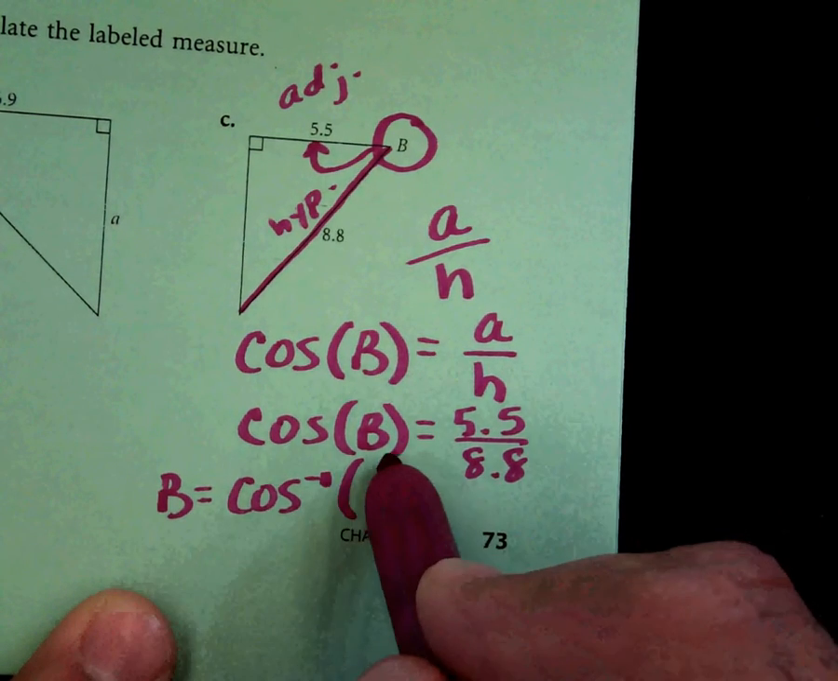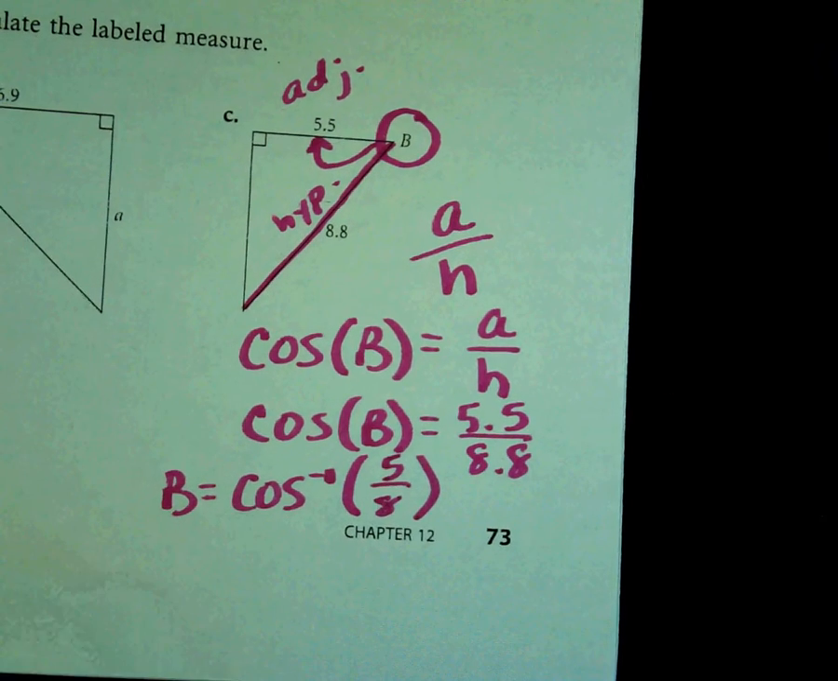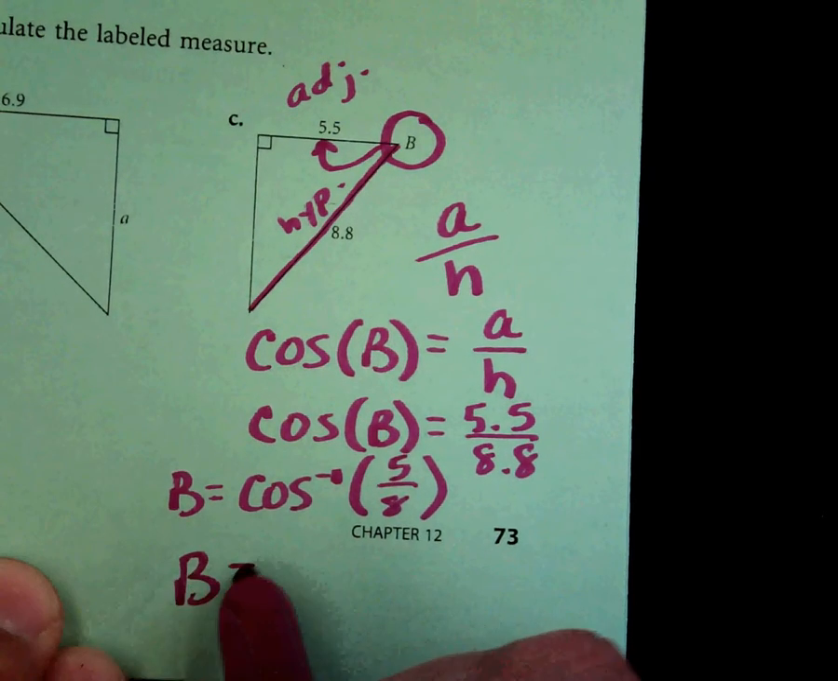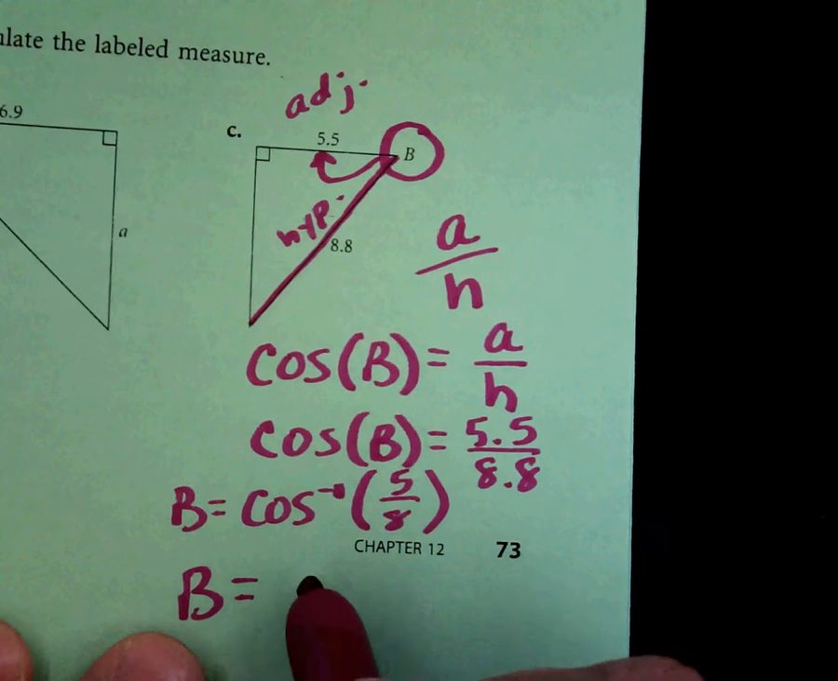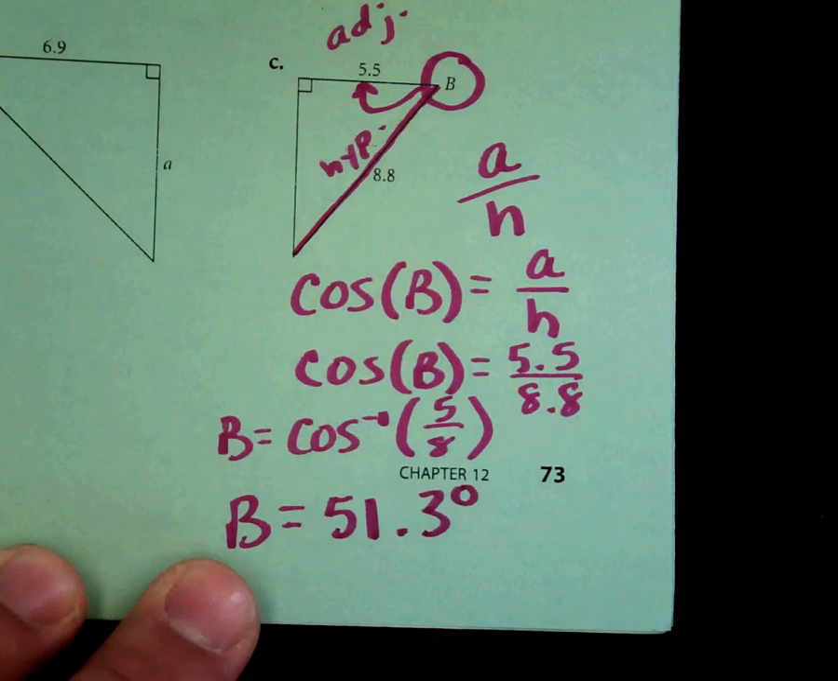If you want to, shorten what you need to type into the calculator. 55/88, if you divide top and bottom by 11, it's 5/8. So all you really have to do is type in the inverse cosine of 5/8, and it should give you 51.3 degrees. All right?